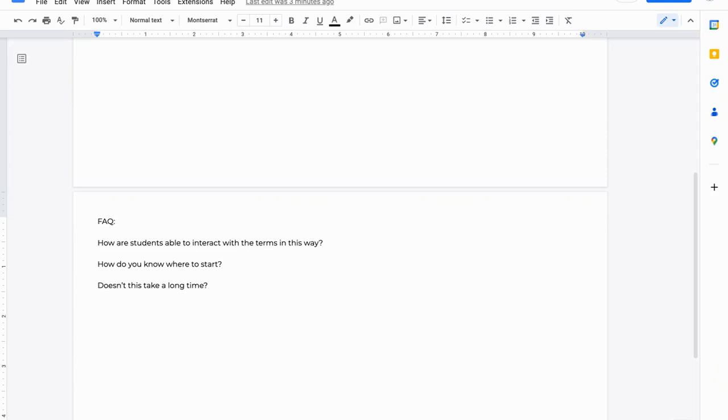This certainly isn't the only way to do vocabulary in your classroom. This is just a strategy that I found to be really effective and actually have students use this academic language in the class.